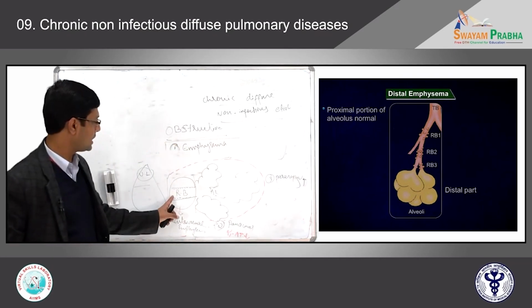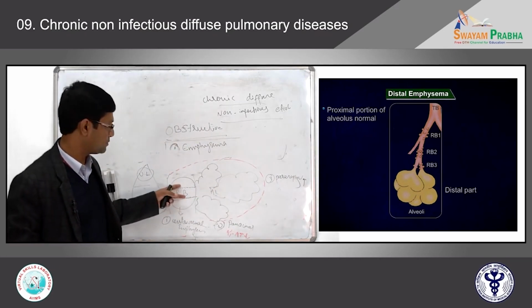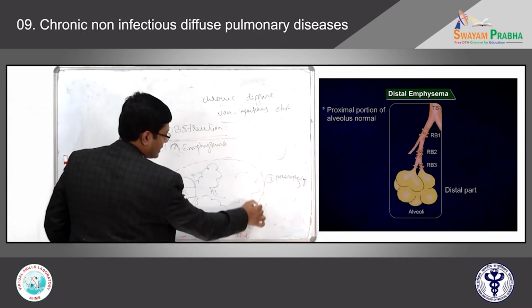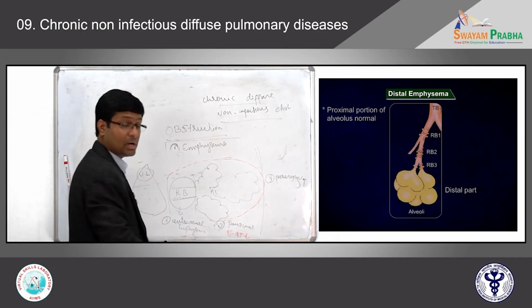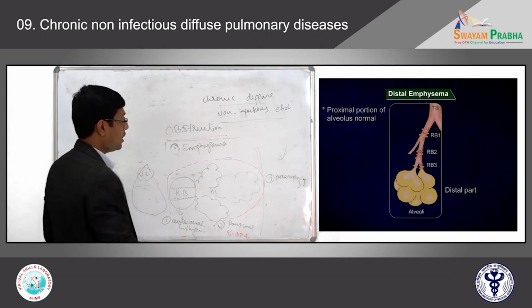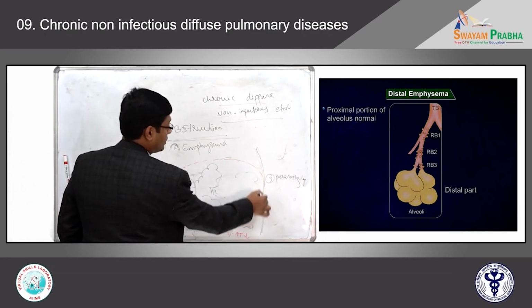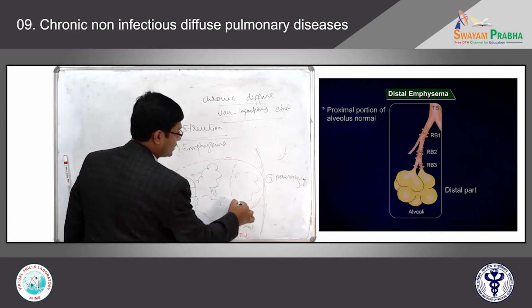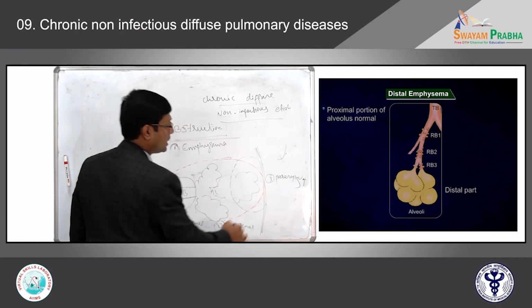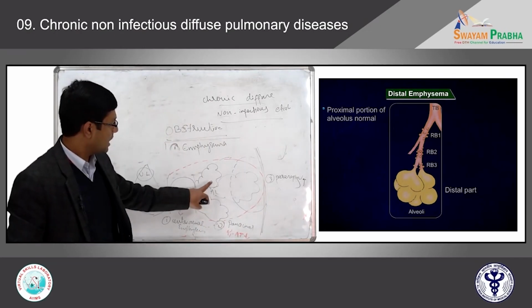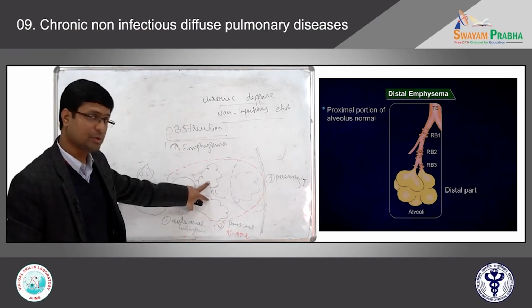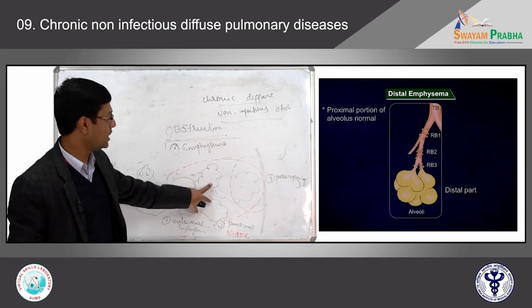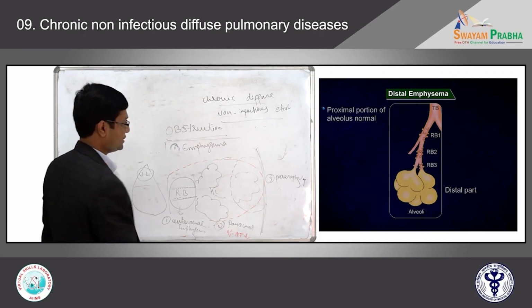Paraseptal. If you think this is a respiratory unit, with the respiratory bronchiole here and alveoli here, and here you have a septa, interlobar septae, or the pleura. Only the alveoli adjacent to the septa or pleura are grossly enlarged. The rest of the proximal alveoli and respiratory bronchioles are essentially normal. Then we call it paraseptal emphysema.